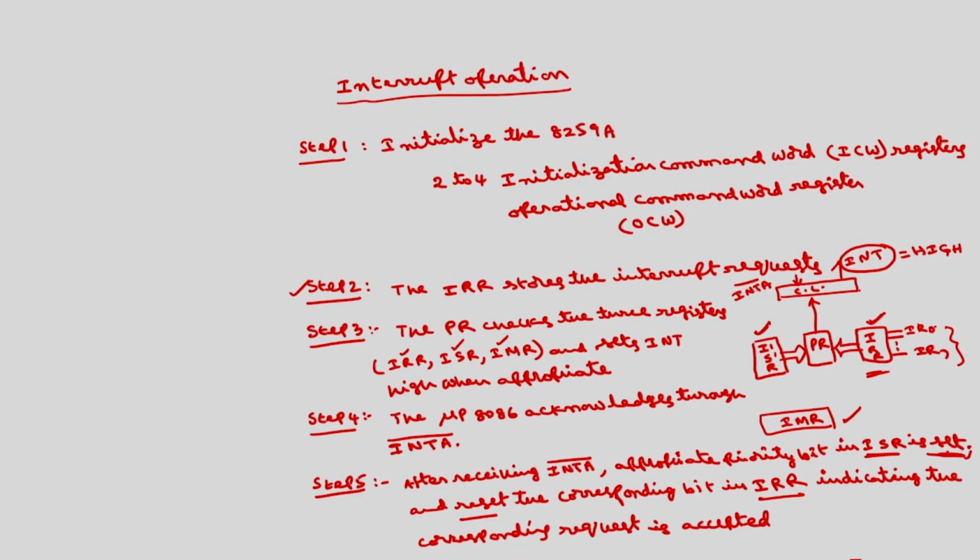Then after that, the 8259A places the opcode corresponding to the call instruction, because the next step is step 6. As I have told, this interrupt operation is exactly similar to the call instruction. Corresponding to each instruction we have some opcode, and the 8259A places the opcode corresponding to the call instruction on the data bus.